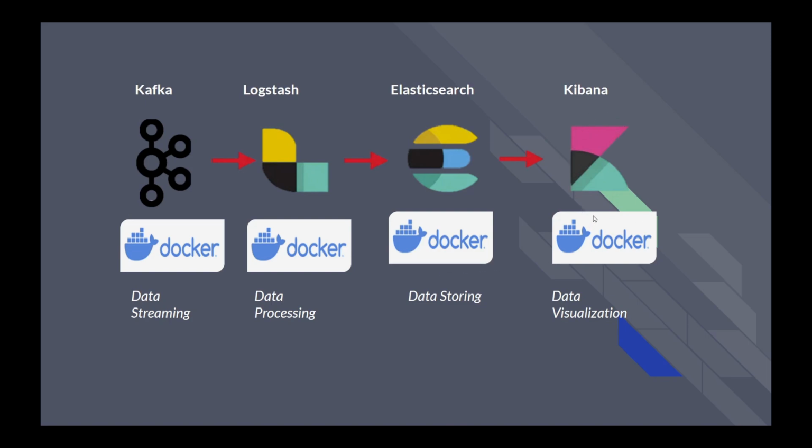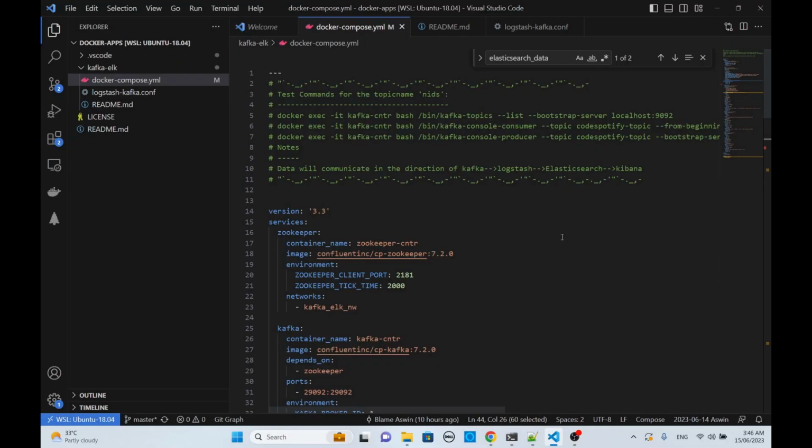Next, if you want to visualize the data from Elasticsearch, either you have to use the REST API to get the data in JSON format, or you have to use Kibana. Using Kibana, you can directly interact with Elasticsearch to visualize the live data. Let's go to the demo. I'm using a Docker Compose file, which is under the folder Kafka and ELK. ELK indicates Elasticsearch, Logstash, Kibana.